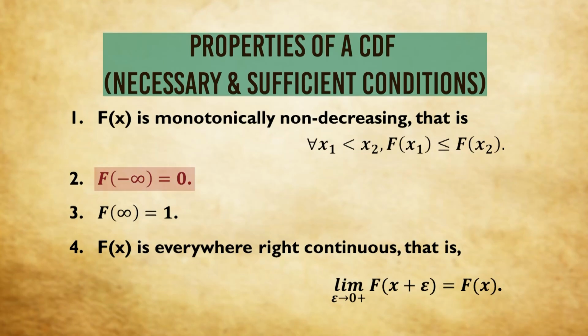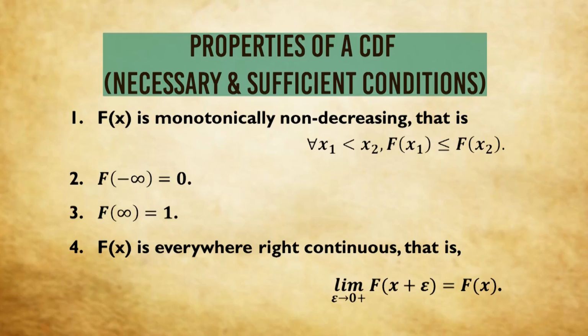Next, number 2, F of minus infinity is 0. Number 3, F of infinity is equal to 1. And number 4, F(x) has to be right continuous everywhere. That means, limit epsilon tends to 0 plus, F(x plus epsilon) has to be equal to F(x). Now, these 4 conditions are very important, and we have to remember them. These conditions are necessary as well as sufficient.